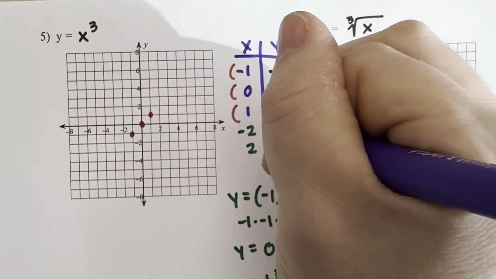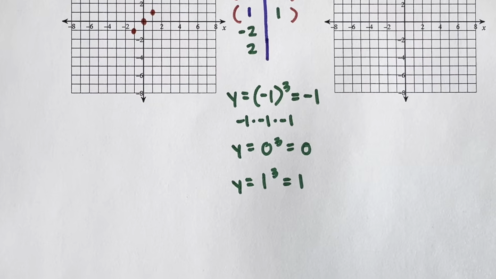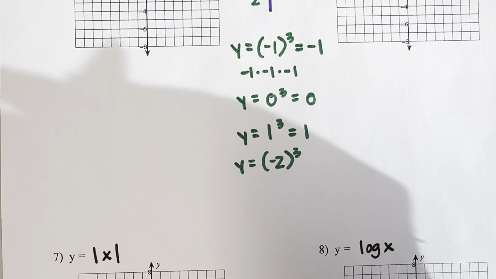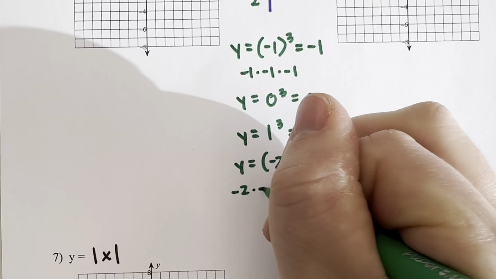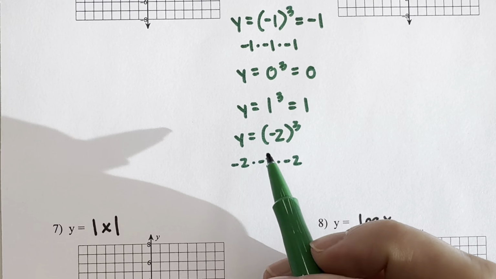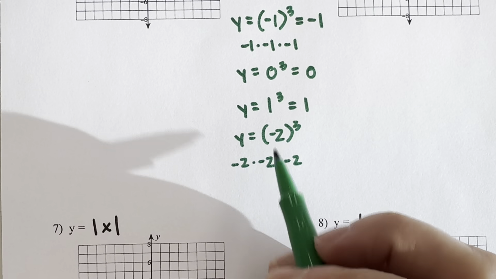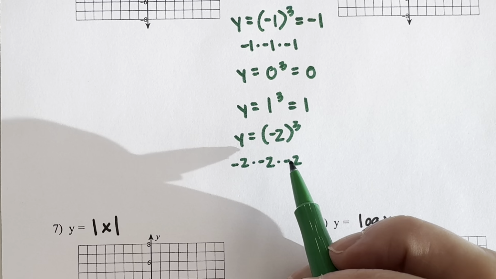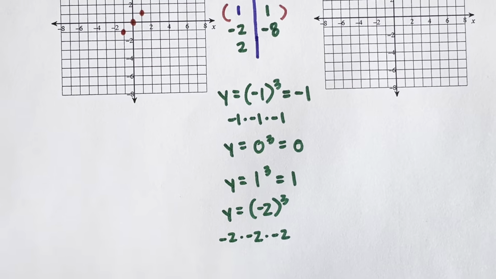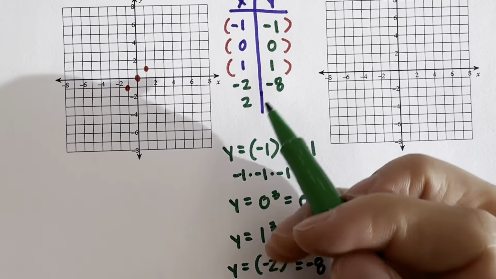Okay, so let's plug those guys in for my x and see what we get out. Well, -2 cubed. Remember this is like saying -2 times -2 times -2. So let's see what that's going to give me. -2 times -2 is going to give me +4. And then if I were to take +4 times another -2, that's going to give me -8. So when I plugged in a -2, I got out a -8.